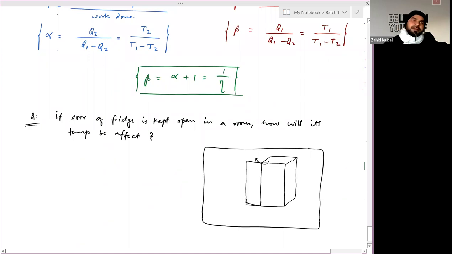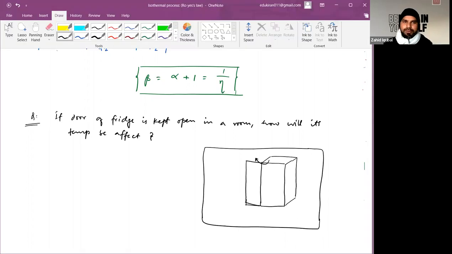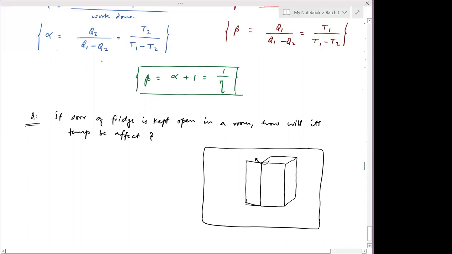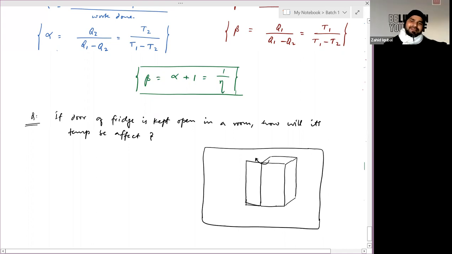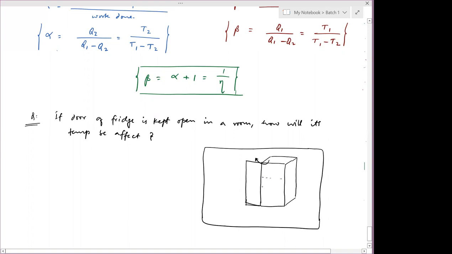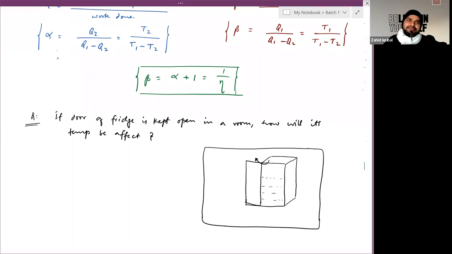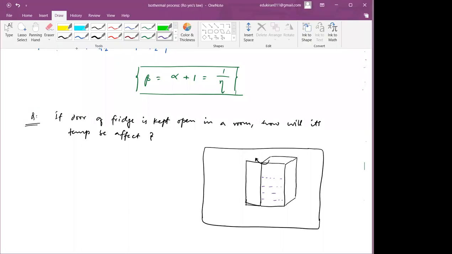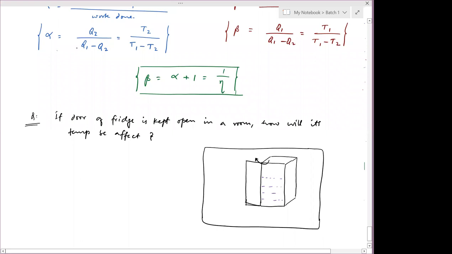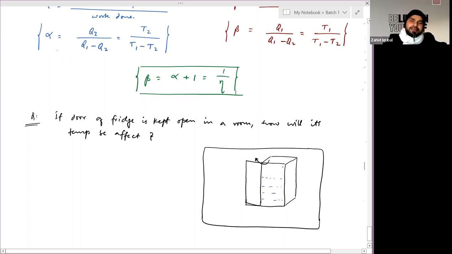Khalid, just tell me, will the temperature of the room increase or decrease? I guess it will be just the same. Just the same. Okay. Hamza, what is your guess? It will increase. Why? Because it ejects a larger amount of temperature. No. You are quite close.